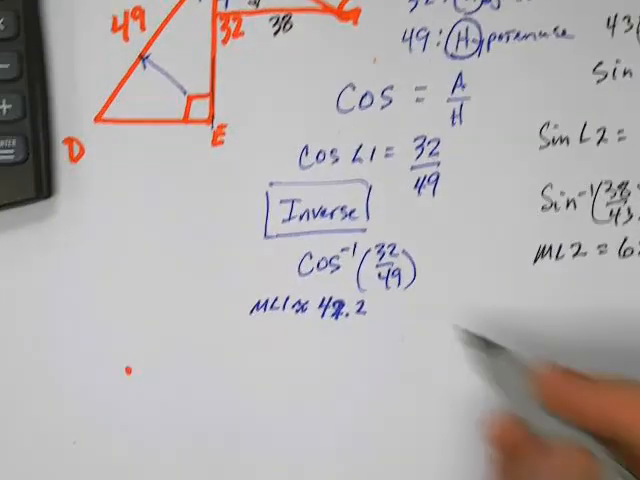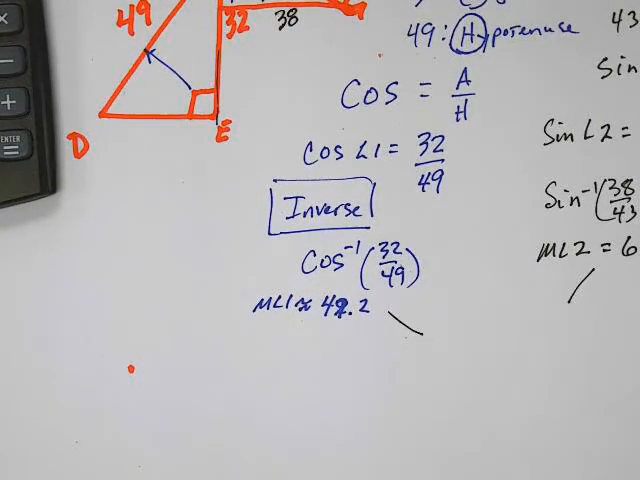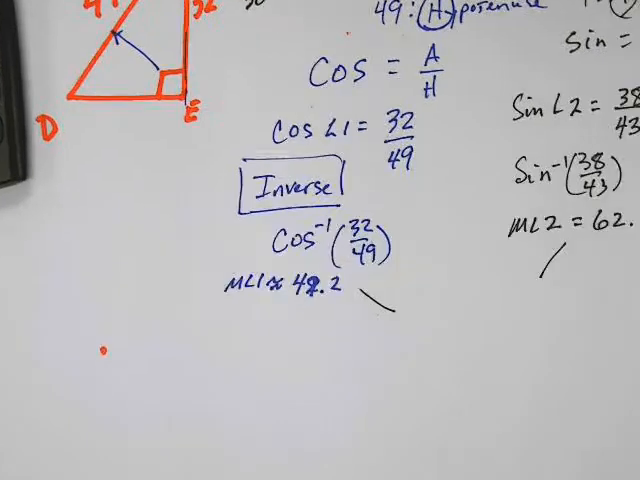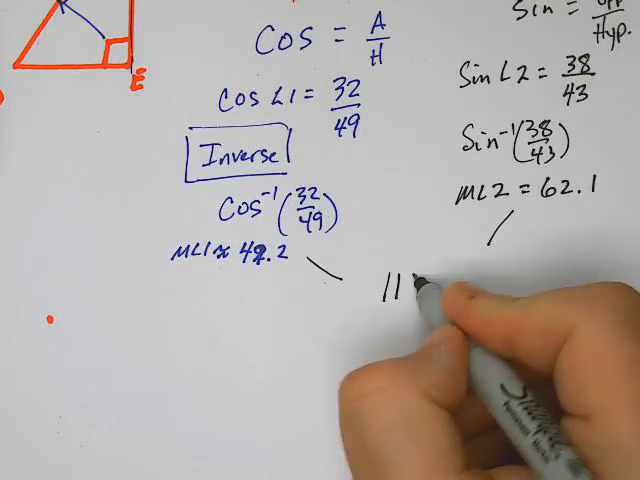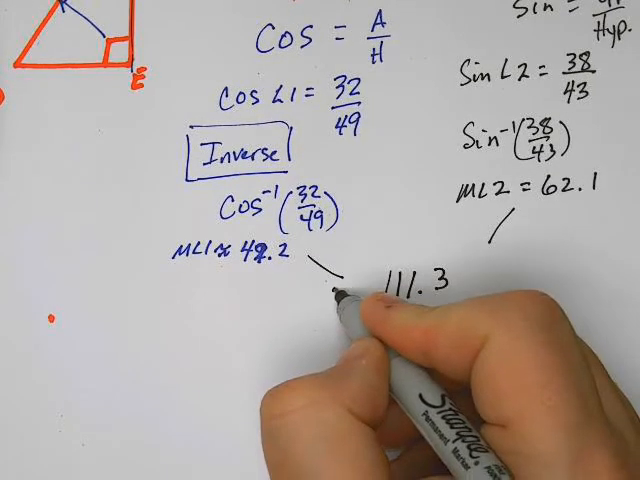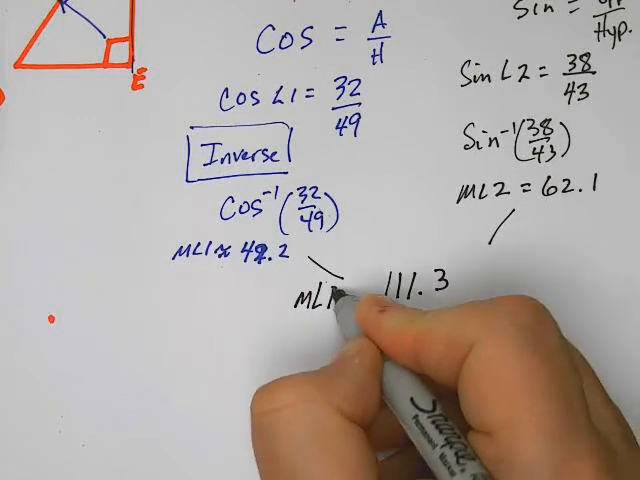That's not our answer because we realize we have to add these two together. 1 plus 2 gives us 111.3, and that's the measure of angle DHG.